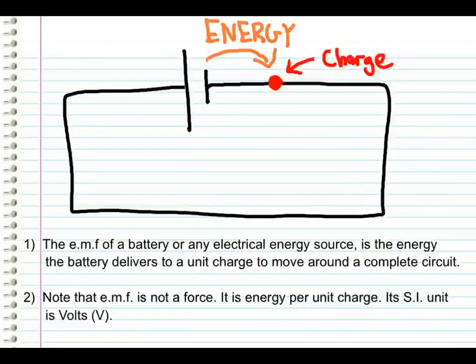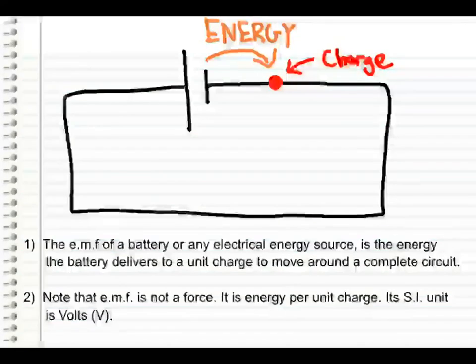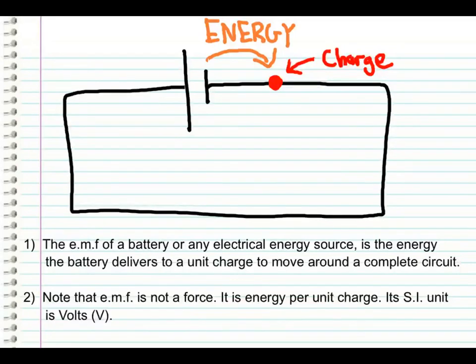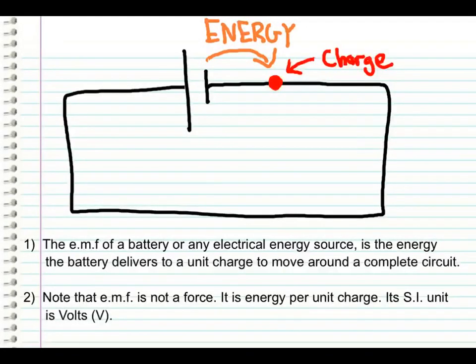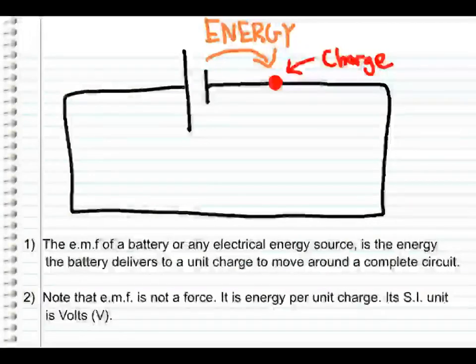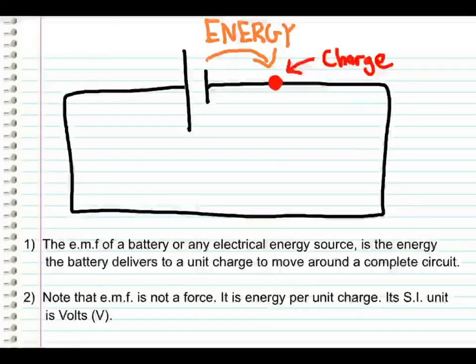Please take note. For there to be a current, there has to be an energy source to move the charges around the circuit. This energy source is provided by the battery, and this energy is called EMF, or electromotive force. The EMF of a battery or any other electrical energy source is the energy that the battery delivers to a unit charge to move around a complete circuit. Please note that EMF is not a force. It is energy per unit charge. Its SI unit is volts.